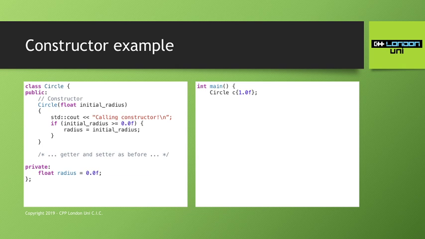And what happens now is it's going to say, OK, I want to create a circle. And you've given me one argument, a float. And it's going to call this constructor function. And it's going to pass the 1.0 as the initial radius. So this is going to call our constructor function. This is going to print out calling constructor.